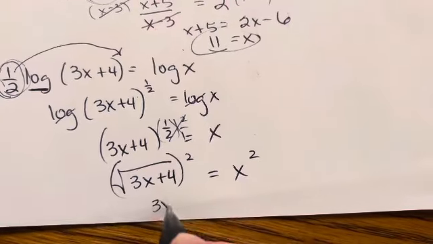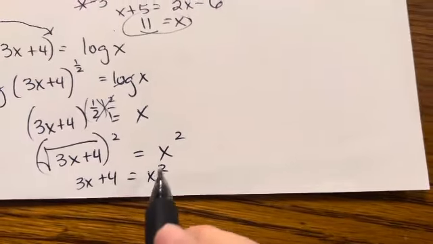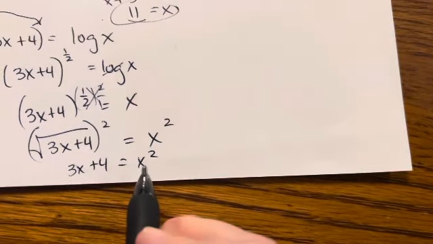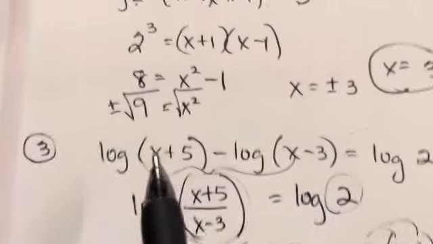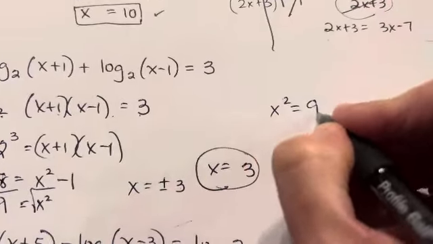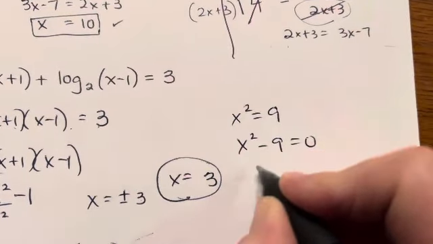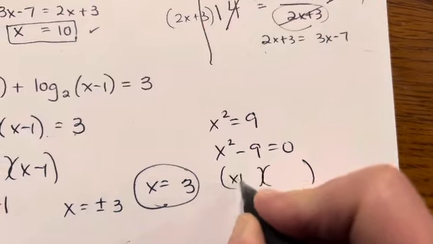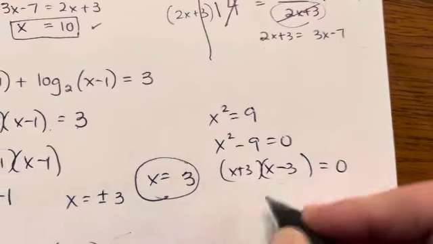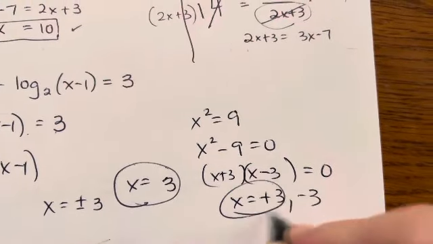However you do it, you have 3x plus 4 equals x squared. Anytime you have something squared, you want to set it equal to 0 and factor. And you're going to be like, well, you didn't do that up here. Well, I could have. Remember you had x squared equals 9? I could have moved this 9 over. That's a difference of squares, and I sure could have factored. That would have been x minus 3, x plus 3, however you want to do it. And then solve that. And I would have still gotten the same answers and then double checked.